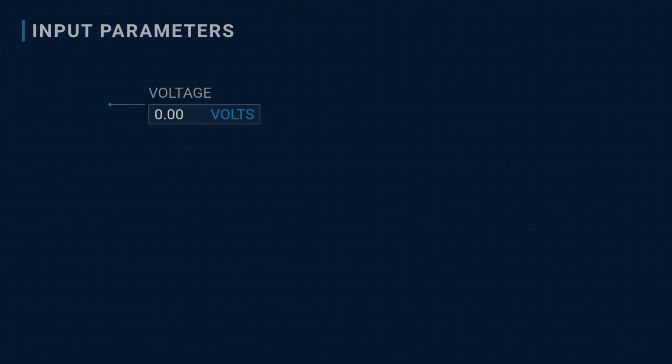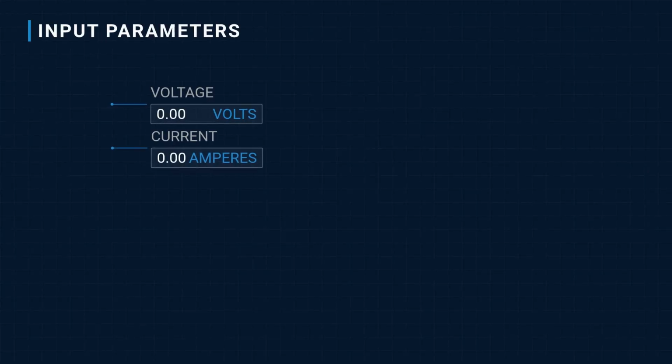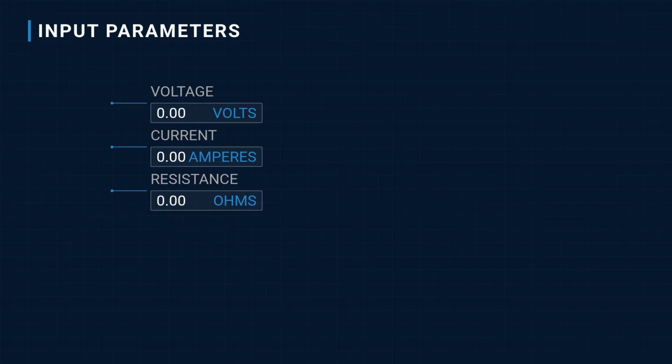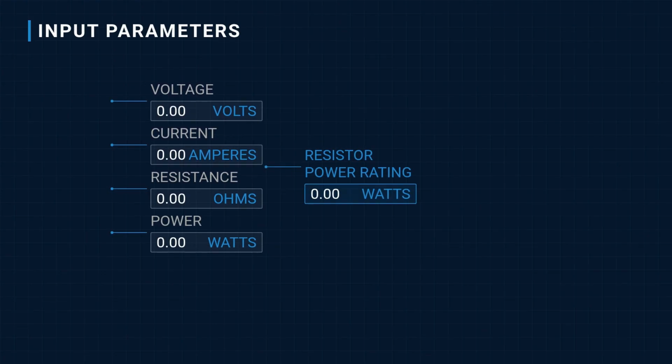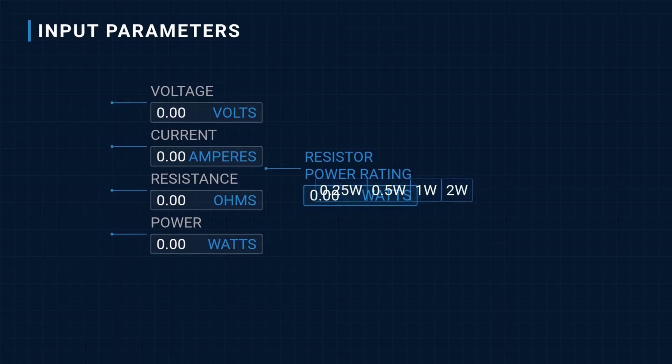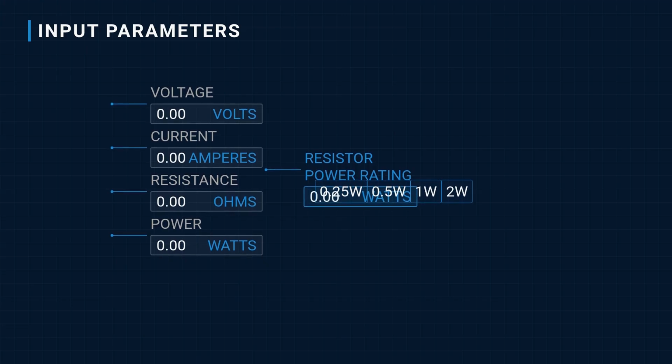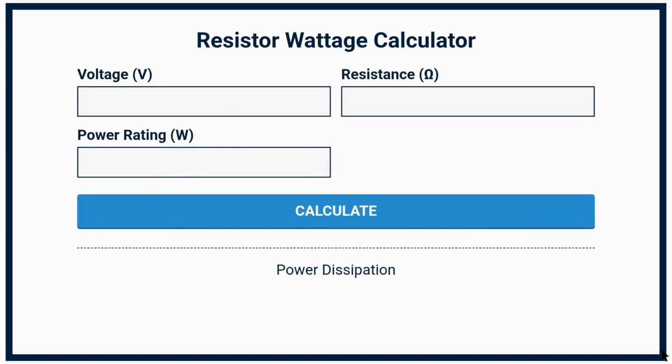Below that, you'll find 4 input fields: voltage in volts, current in amperes, resistance in ohms, and power in watts. There's also an optional field for resistor power rating in watts, where you can enter standard values like 0.25, 0.5, 1, or 2 watts. Let's work through a practical example.